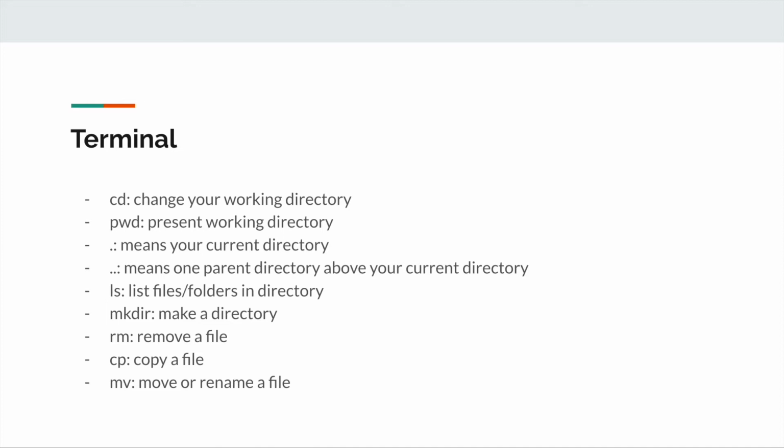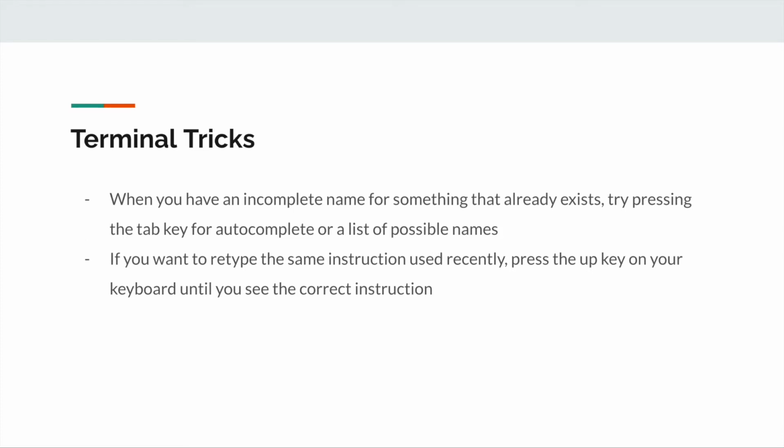And then if you do ls, that's just going to give you a list of all the files and folders in your directory. And then if you do mkdir, that's going to make a directory for you. And then rm will remove a file for you, cp will copy a file, and mv will move or rename a file for you. So when you're working in the terminal, there are a couple tricks that you want to remember that will make things so much easier for you.